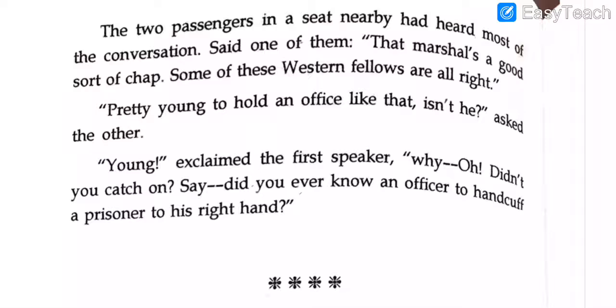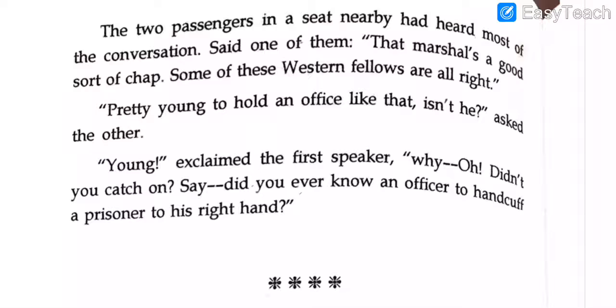Why? Oh, didn't you catch on? Did you ever know an officer to handcuff a prisoner on his right hand? So here the suspense comes, and we get to know that Mr. Easton was actually the prisoner, and the glum-faced man was the marshal. The glum-faced man was just covering up, and he didn't want Mr. Easton to feel embarrassed in front of his old friend, that both of them seemed interested in each other. So he just said lies.